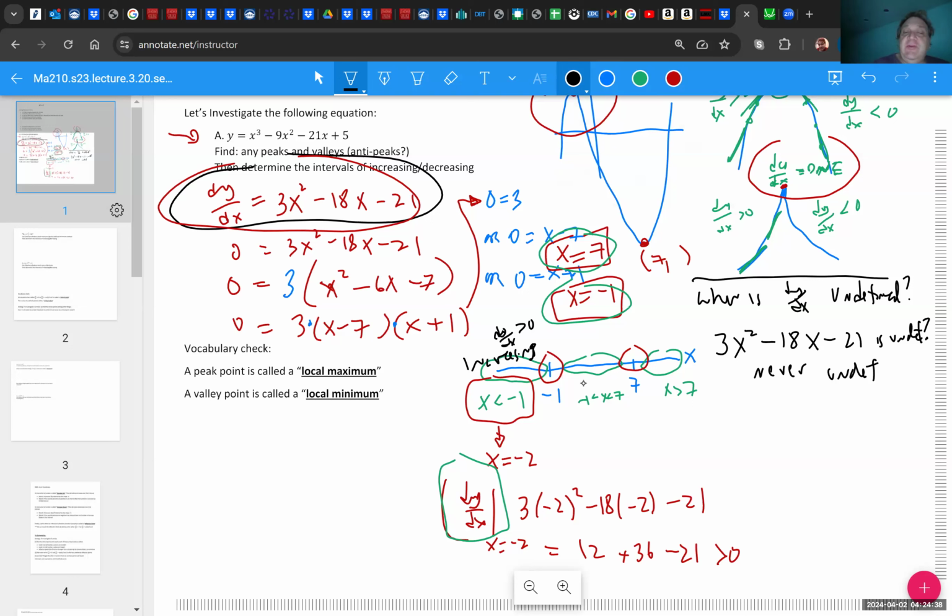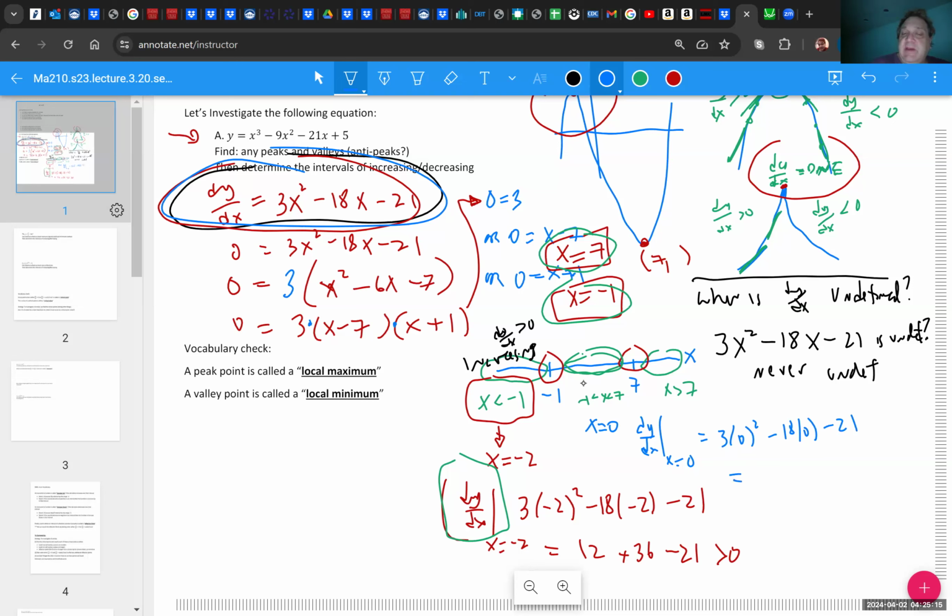And likewise, we can choose any point in the second interval between -1 and 7. A nice one might be to choose x equals 0, because that's a nice number to work with between -1 and 7. So we'll try x equals 0 over here. And where we're going to put it? Well, we're trying to see if it's increasing or decreasing. So we're going to put it into the derivative. So we find the derivative. We put in x equals 0. Remember, this is the derivative equation. And you stick in 0, so you get 3 times 0 squared minus 18 times 0 minus 21.